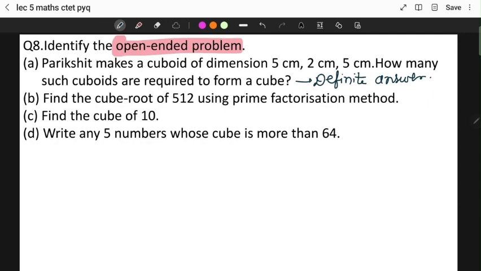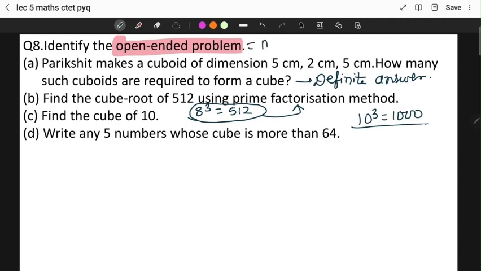If we look at the second option, we know that the cube root of 512 is nothing but 8, that is, 8's cube is 512. This is also a precise, definite answer. If we look at option 3, find the cube of 10, we can directly say it is 1000. So this is also a definite, single answer. But for an open-ended problem, we should have multiple answers.